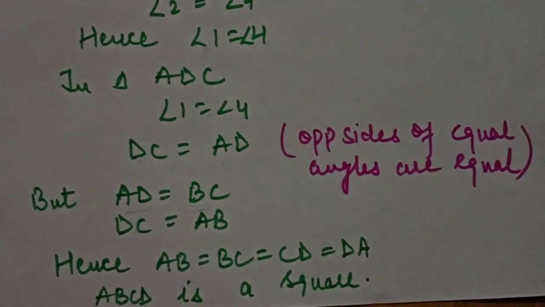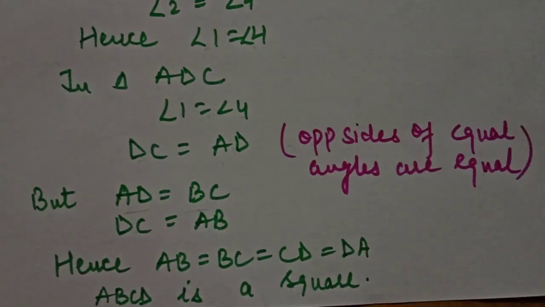Now students, you may be thinking: in your previous lecture I said that if we are going to prove that any quadrilateral is a square, then we have to prove two things. One, all sides are equal. Second, all angles are 90 degrees. But students, try to focus on this question. It is already given that ABCD is a rectangle. We know that all angles of a rectangle are also 90 degrees. So there is no need to prove the 90 degrees because it is already given.